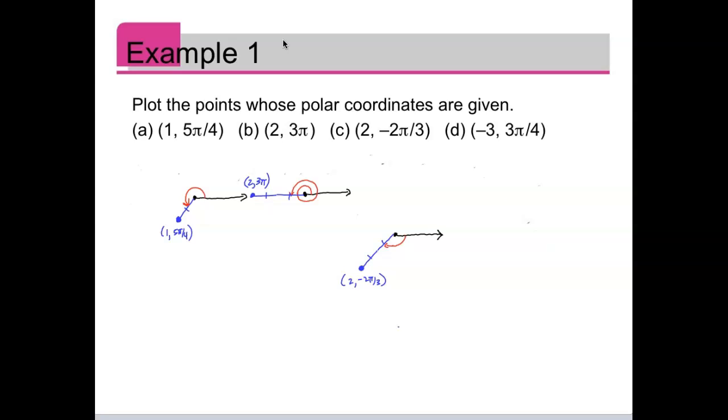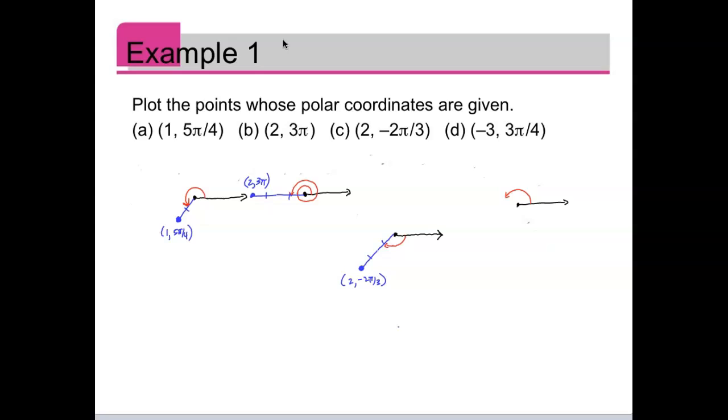All right, last one. So negative 3 pi over 4. So let's start with our pole and our polar axis. Okay, so 3 pi over 4, we want to rotate. 3 pi over 4 is more than pi over 2, but less than pi, so it's going to be in that second quadrant. So I want to rotate over to here somewhere.